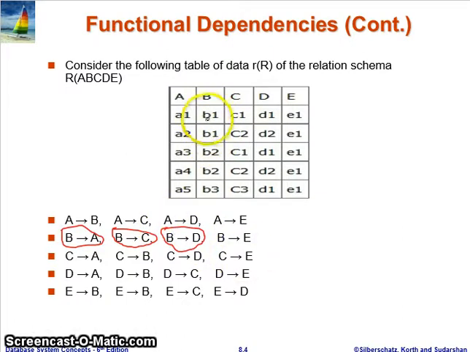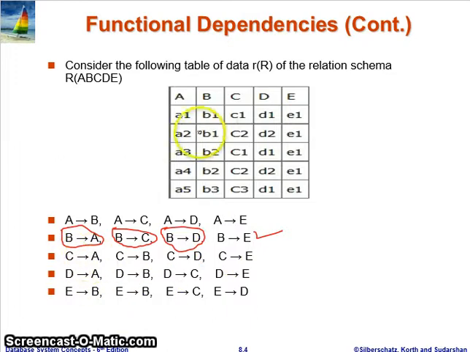B to E: these two values are the same and the corresponding E values are E1 and E1, so this is true. Check for B2: there are two B2 that are equal, and the corresponding value is E1 for both, so this is also true. And B3 there is only one B3 and it equals E1, so this is true. This is holding: the functional dependency B to E holds in this relation.